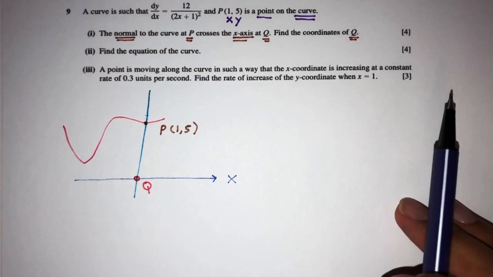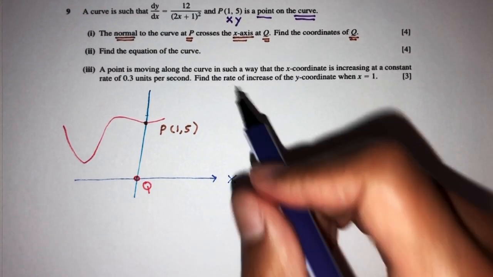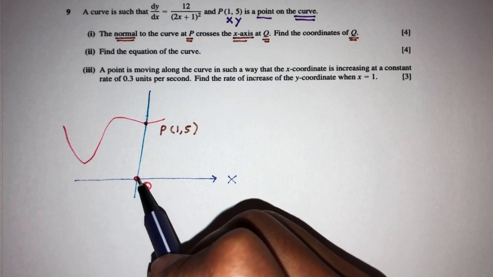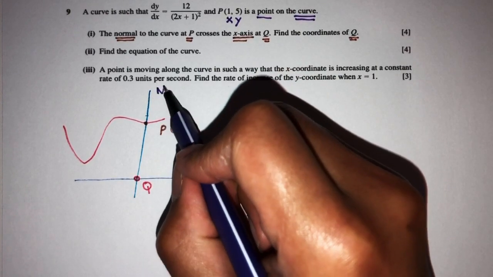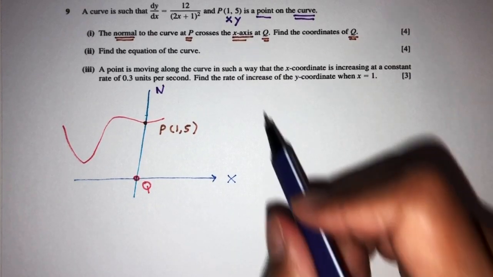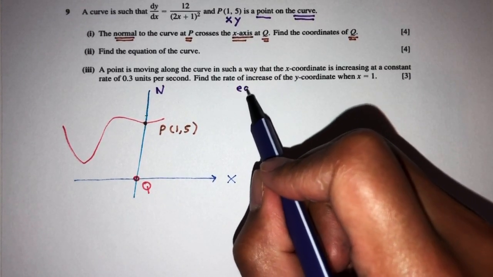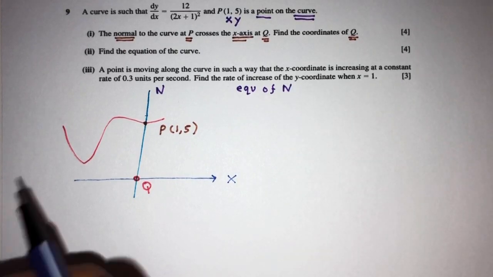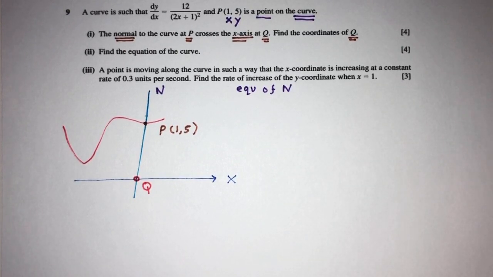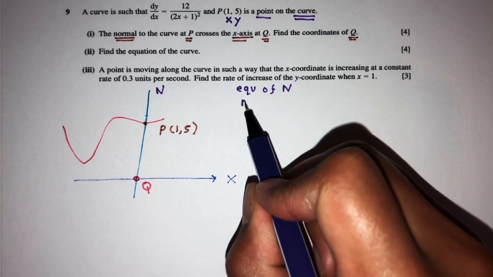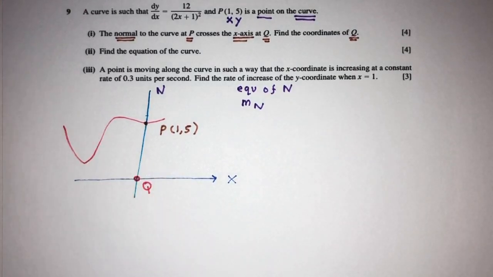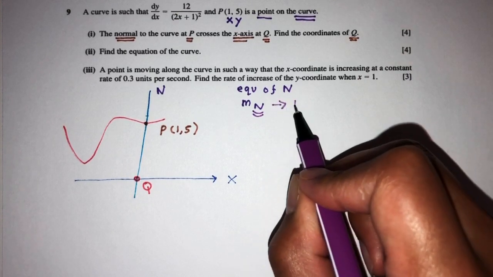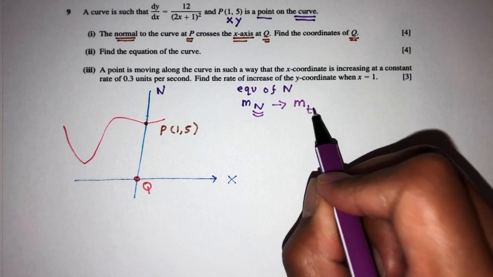So we understand something we have to know is that to find this value of Q, it will be the point of intersection between my normal and the x-axis. Now, first thing, we have to find the equation of the normal. The normal is a straight line, so obviously you will have to first find the gradient of the normal.